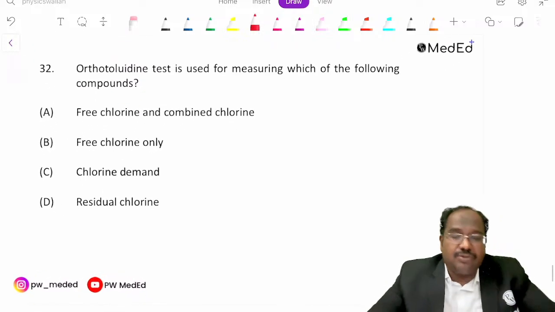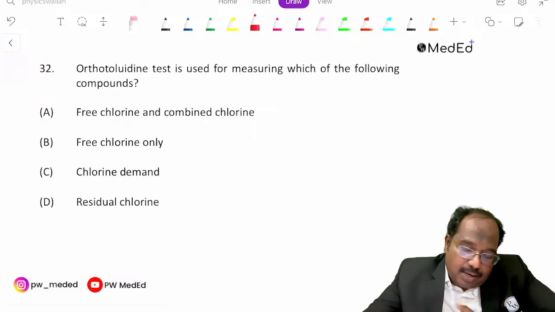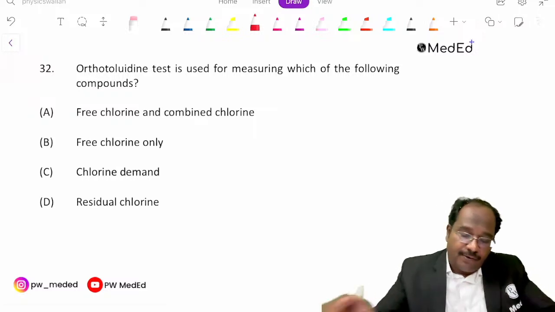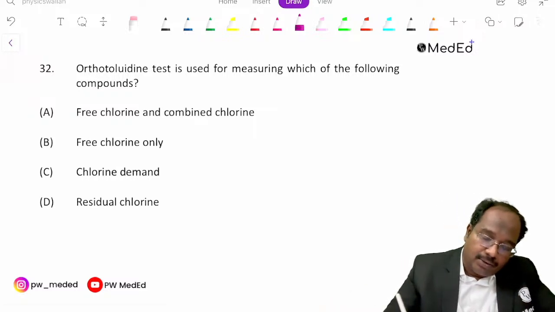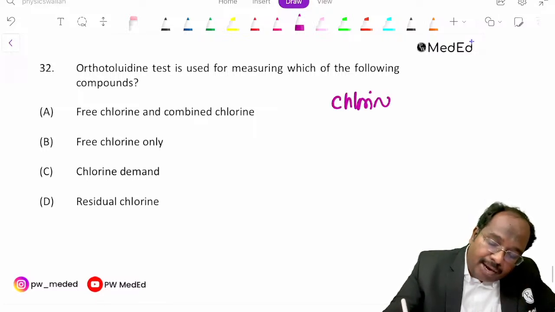What is the answer for this question? This is a topic on environment, and we have this chlorination. So fine, first, okay, we will come back to this. First is how will you measure the chlorine demand of the water? Some salient points we will see.